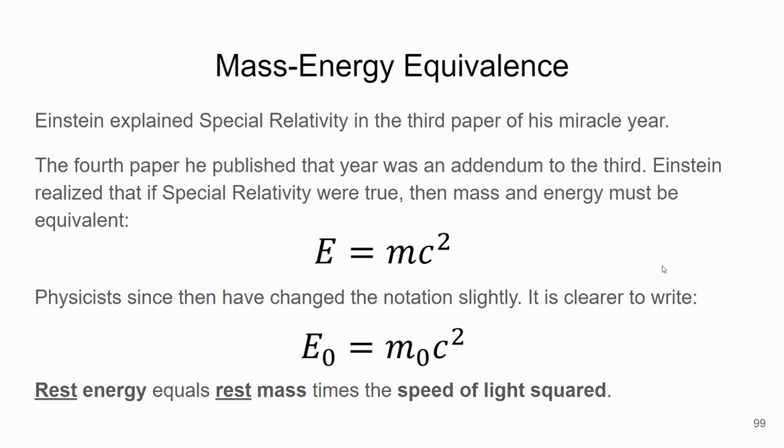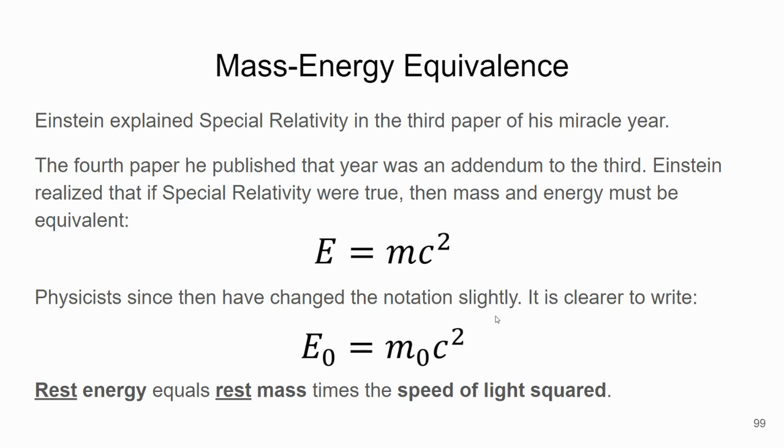So that's what this is. We all know this, E equals mc squared. Technically, this is a little annoying. When you're doing these problems, it's more correct to write it this way: E naught equals m naught times c squared, where the naughts mean rest energy is equal to rest mass times the speed of light squared.